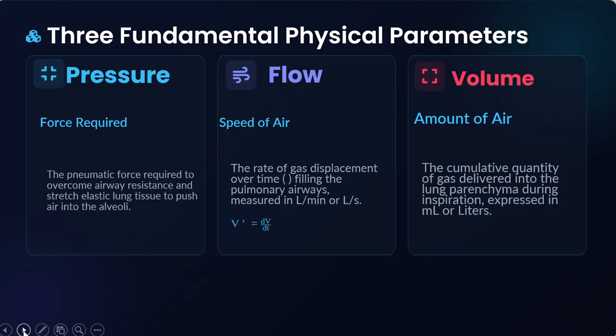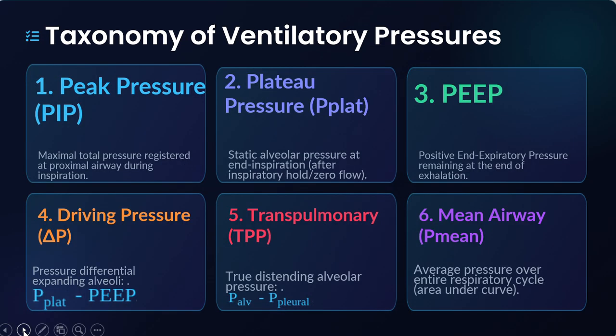There are three fundamental physical parameters: pressure, flow, and volume. Pressure is the force required to overcome the airway resistance. Flow is the speed of the air, its displacement over time, filling the pulmonary airways. Volume is the amount of air, the cumulative quantity of gas delivered into the lung parenchyma during inspiration, expressed in milliliters or liters.